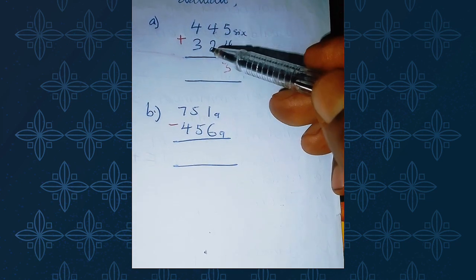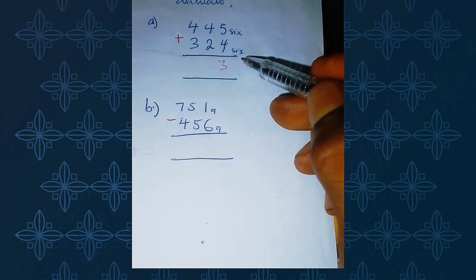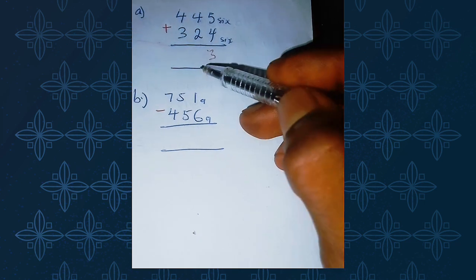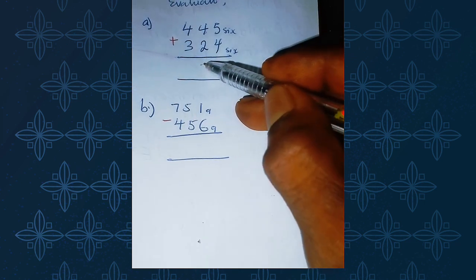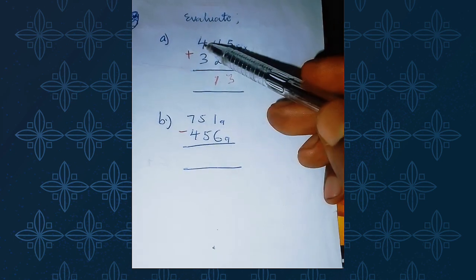So I'll say 4 plus 2 is 6, plus the 1 I carried, that is 7. Since 7 is greater than 6, I will not write 7. I'll say 7 minus 6 is 1. So I'll write 1, and I'll carry 1 again.